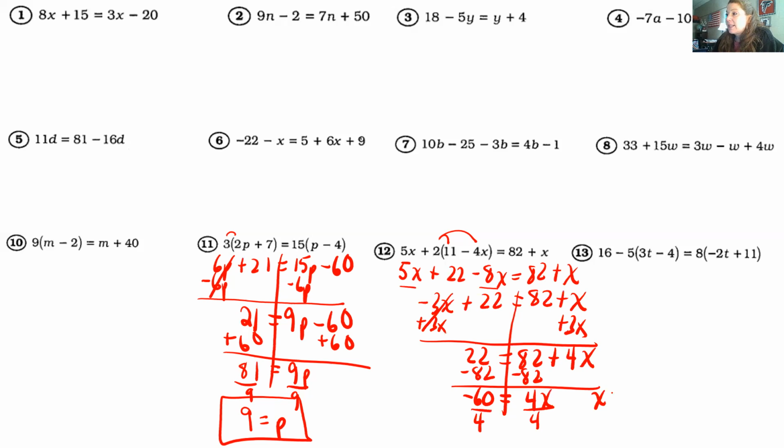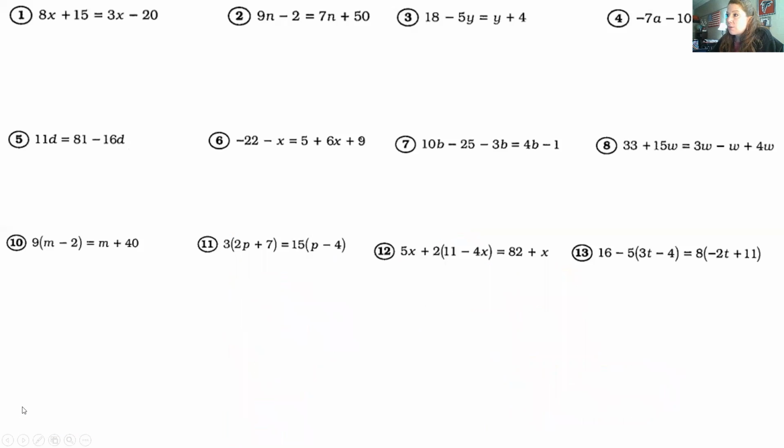And then when I divide -60 by 4, I get negative 15. So my answer is x is equal to negative 15. Well, these are getting longer, you guys. They're not necessarily harder, just a little bit more work, right? All right, I hope you guys are trying some of these on your own.